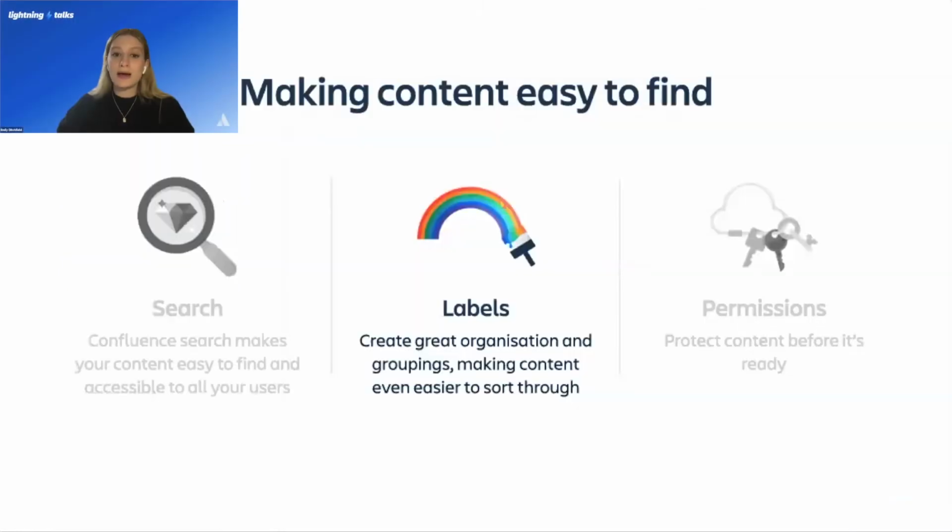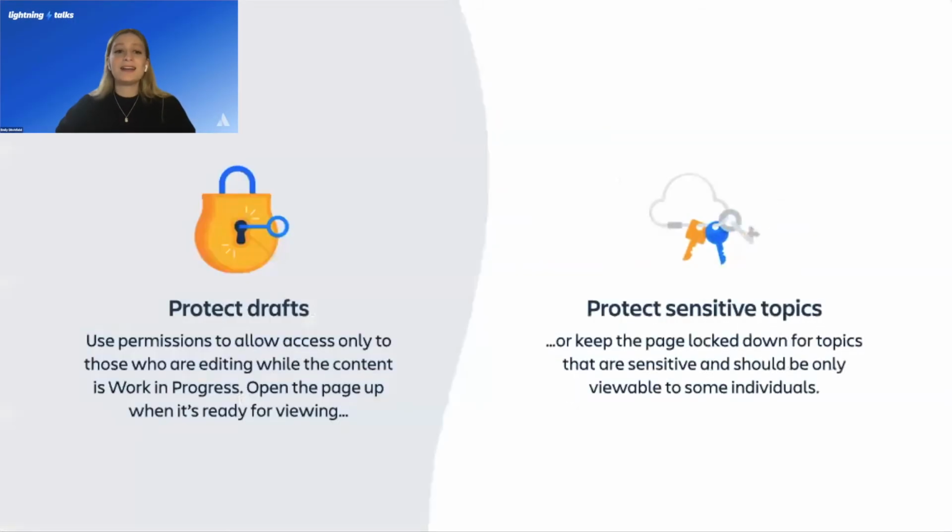Finally, let's talk about permissions. At Atlassian, we're big believers in being open, but sometimes the page just isn't ready yet for user consumption. Permissions are easy to use in Confluence and allow you to lock down pages while they're being created to specific users or groups. This means that no confusion occurs while the knowledge is being formatted and collated. Just don't forget to open it back up again when you're done.